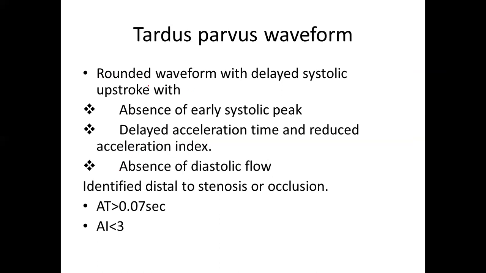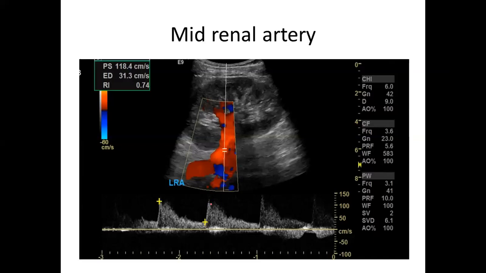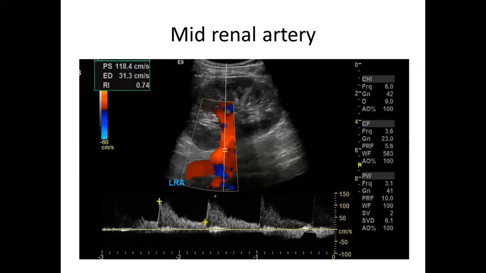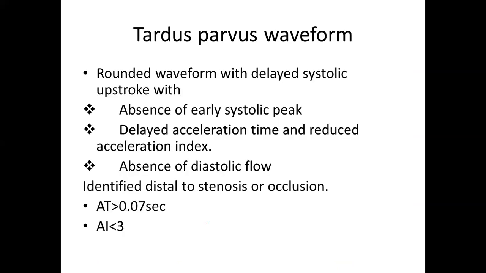Apart from rounded waveform with delayed systolic upstroke, we will also have absence of the early systolic peak. So that compliance peak again will disappear as stenosis increases, right? And we also have delayed acceleration time and reduced acceleration index. These are determined by this slope that we're talking about. As long as this slope lands like that, it means our acceleration time is going to be increased and our acceleration index will be more than 3.